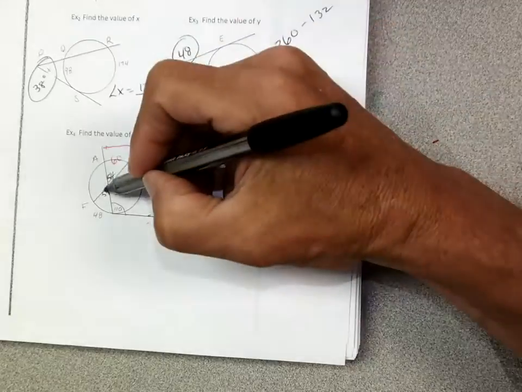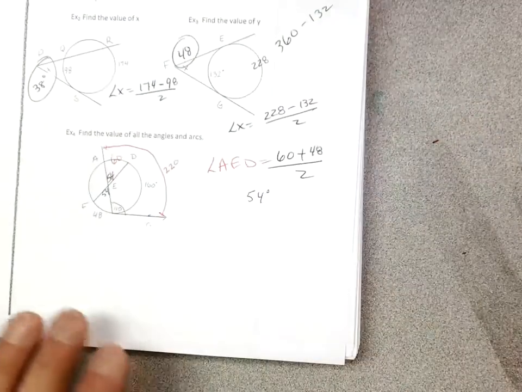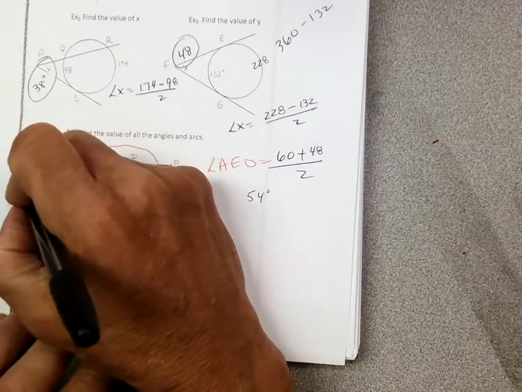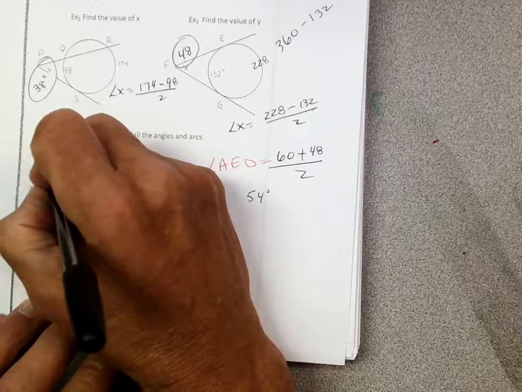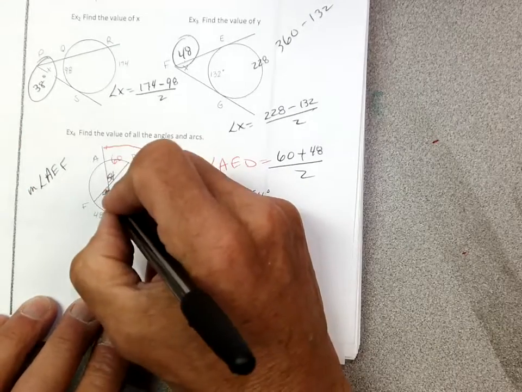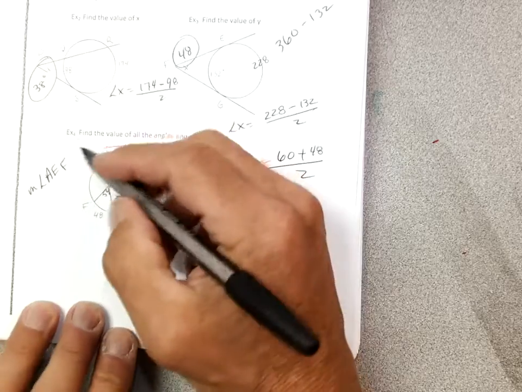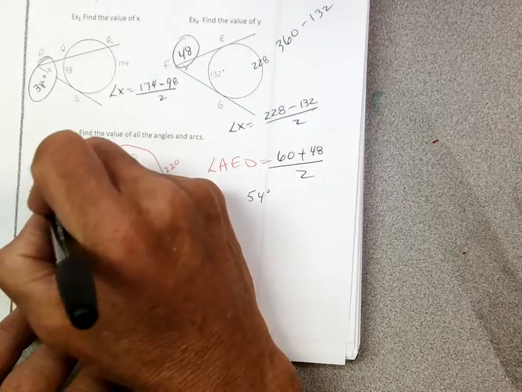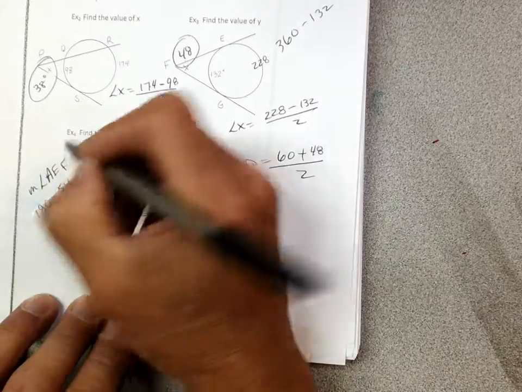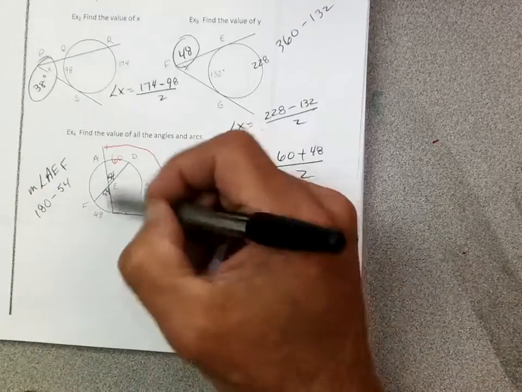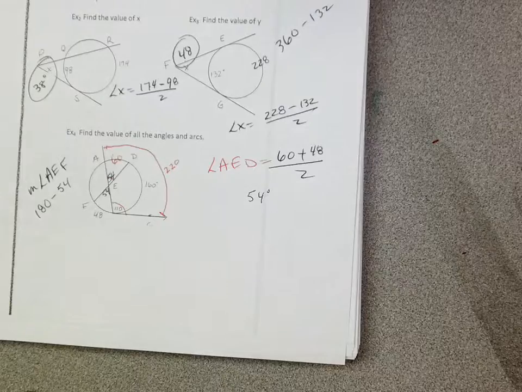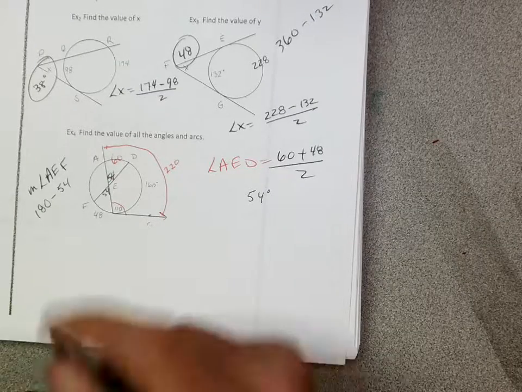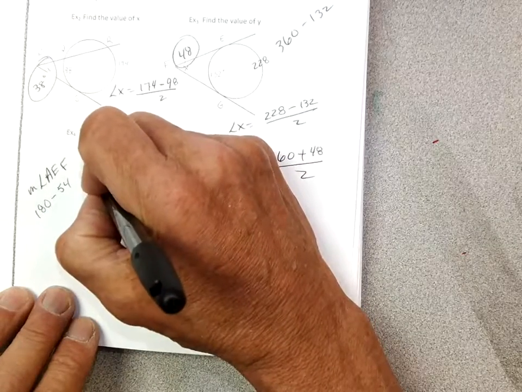Now I can find this angle right there. I can find angle AEF, so the measure of angle AEF. Okay, so AEF's easy because I got a straight line, right? See the straight line? So subtract that from 180. Let's go 180 minus 54, right? Does that make sense? Straight line. I got 126 degrees. Okay?